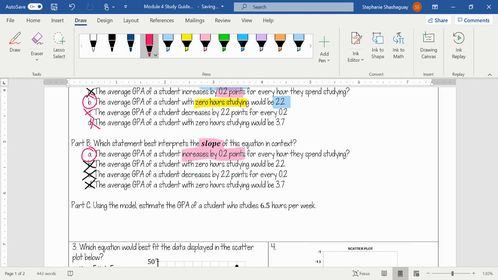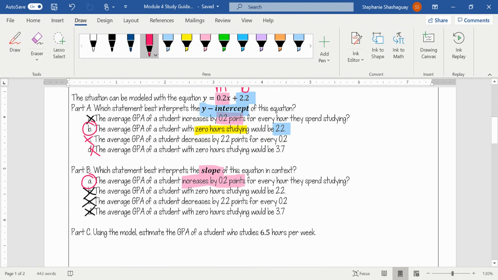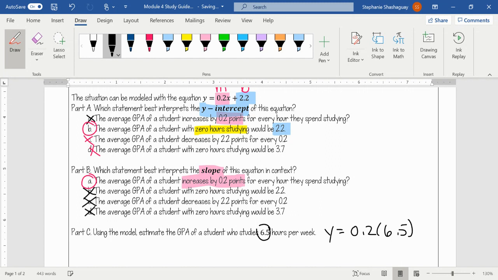Finally, in part C, it says using the model, estimate the GPA of a student who studies 6.5 hours per week. So if our model is y equals 0.2x plus 2.2, this value right here, the 6.5, is going to be our x because that's how many hours they studied. So if we plug in 6.5 for x and then add 2.2, then we can do our calculations.